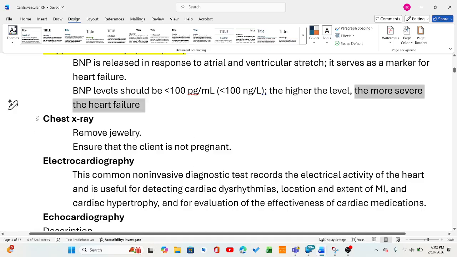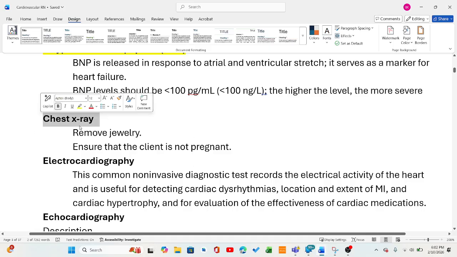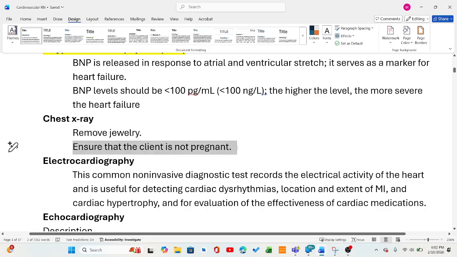Let's come to imaging. One of the things that we use in the cardiac system to know if we have cardiac issues is X-ray. When somebody says my chest is paining me, the doctor can order a chest X-ray. As a nurse, when it is a chest X-ray, make sure that the client is not pregnant before the X-ray is taken. That is going to be your safety concern. Another thing is to make sure that they are not wearing any jewelry.